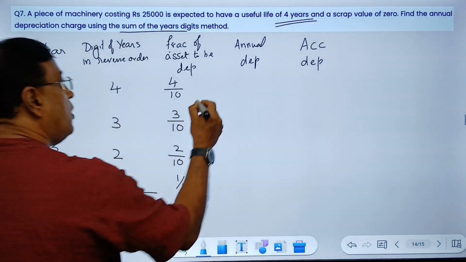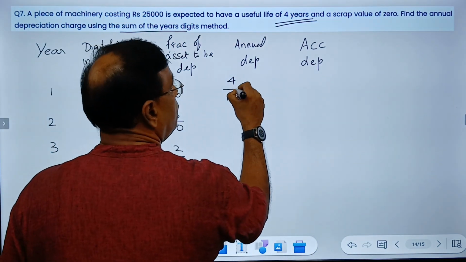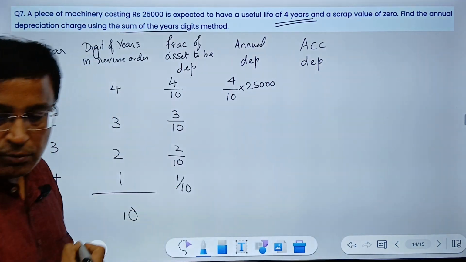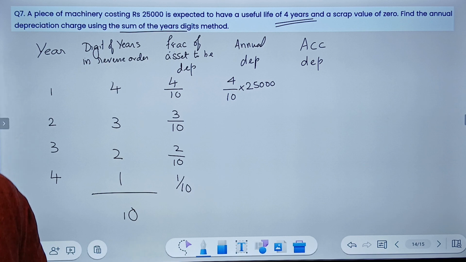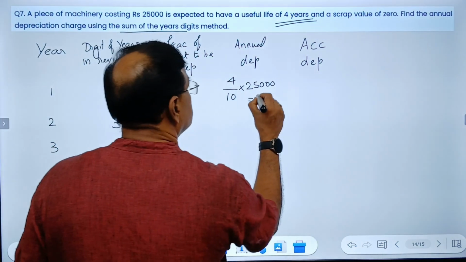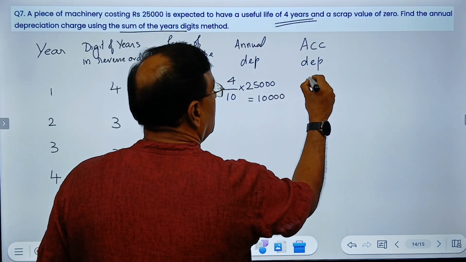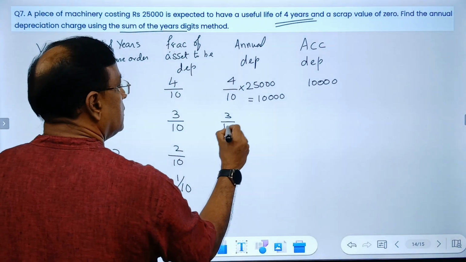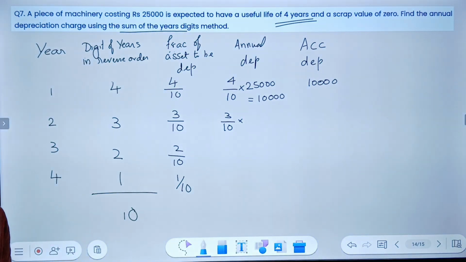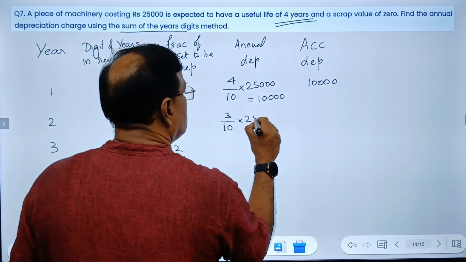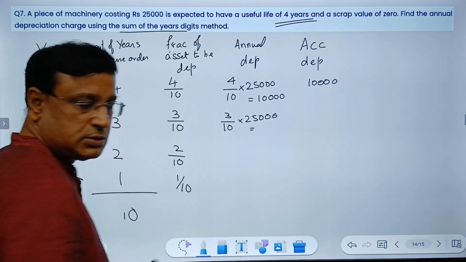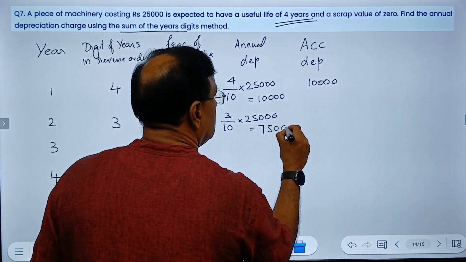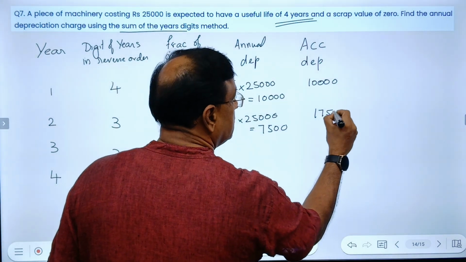4 by 10 of what? 4 by 10 of 25,000. What will be that? 4 by 10 of 25,000 will be, I think it is 10,000. And this is 10,000 to begin with. 3 by 10 of what? 25,000. So what is that? Which happens to be 7,500. You can just take the calculation. So this will be 17,500.